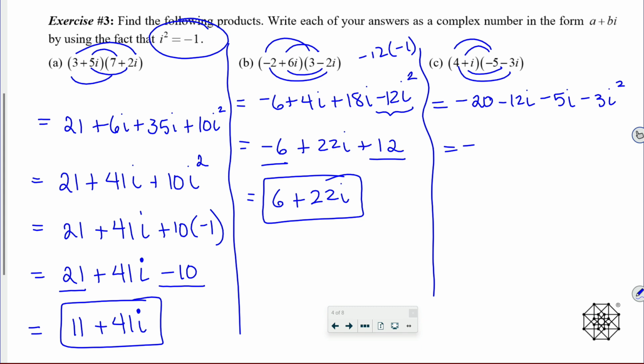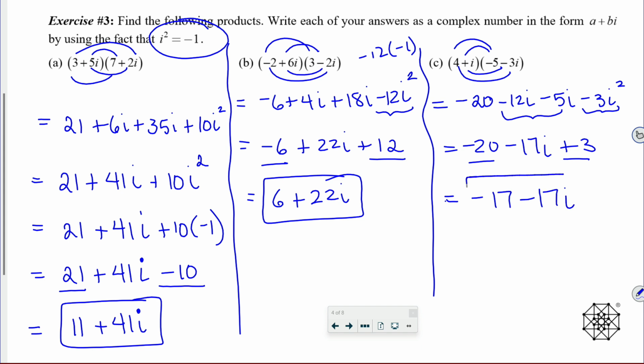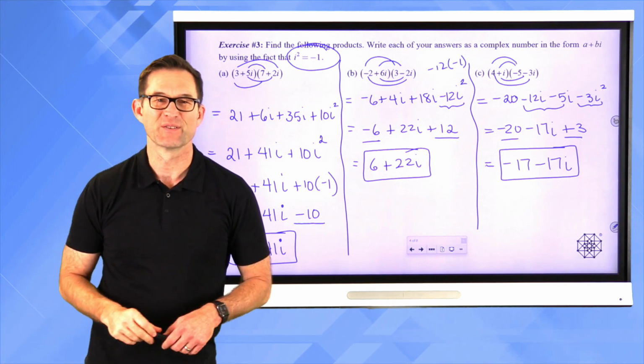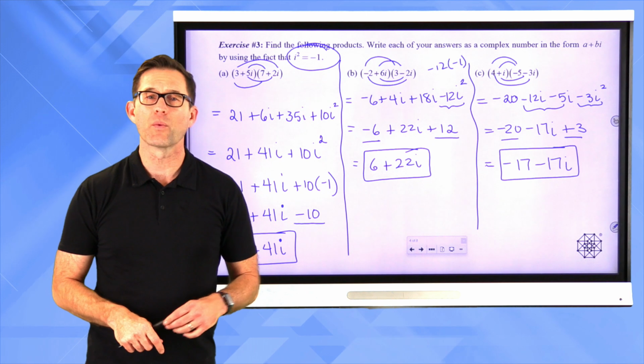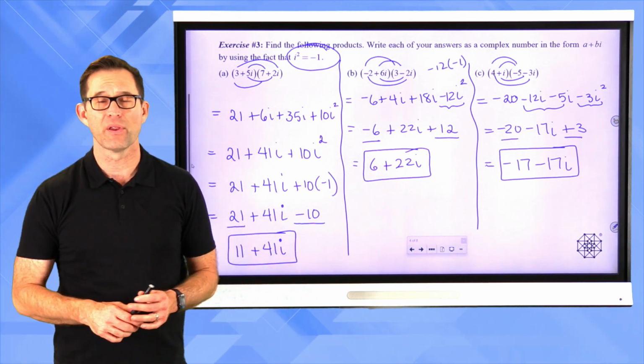All right, let's leave the -20 the way it is. Here we've got -17i, and here we're going to have positive 3 when we take that -3 and we multiply it by -1. The -20 and the positive 3 now will combine to be -17, and we end up having -17 minus 17i. All right, great. So, simple enough. Now we're going to continue to work with this idea of multiplying complex numbers together.